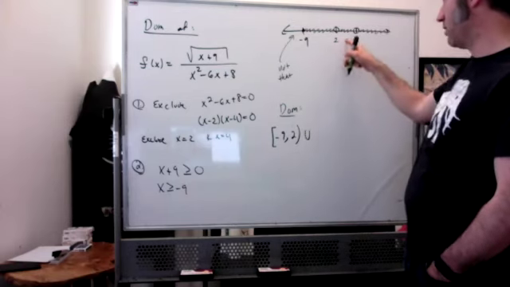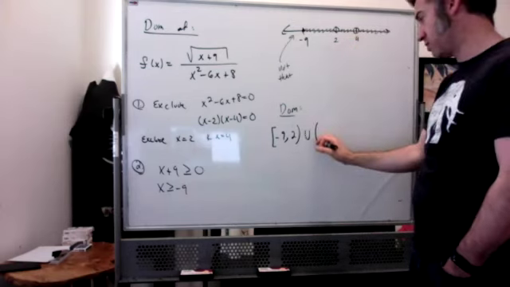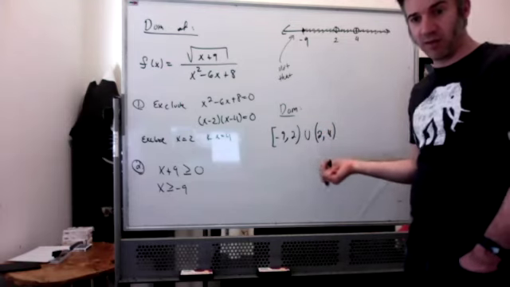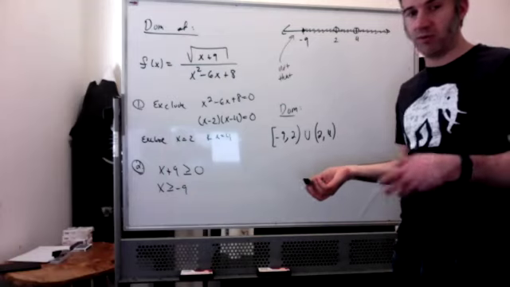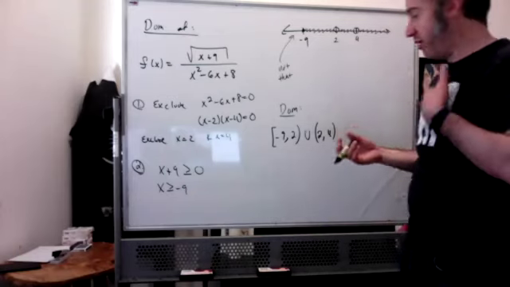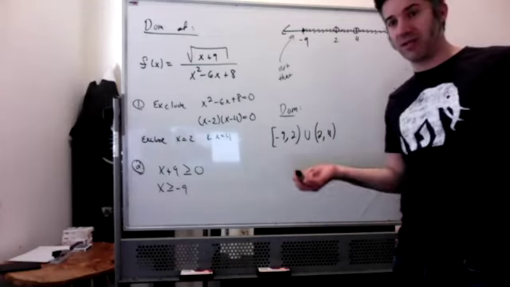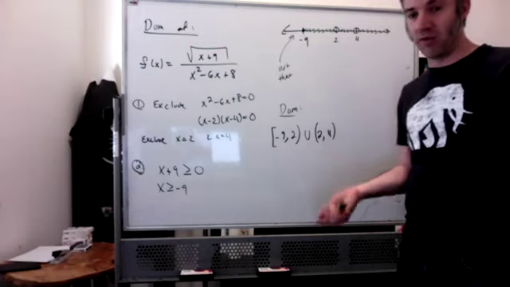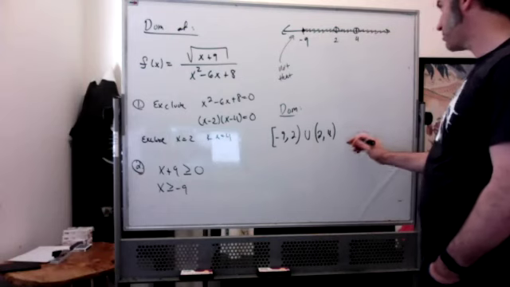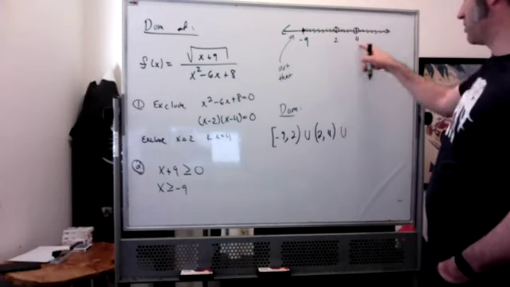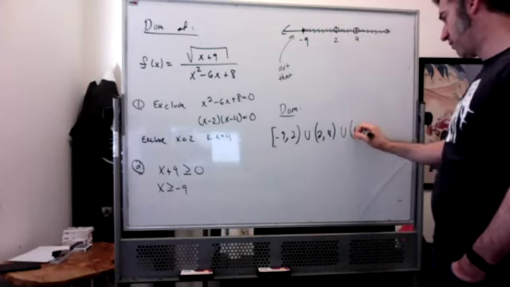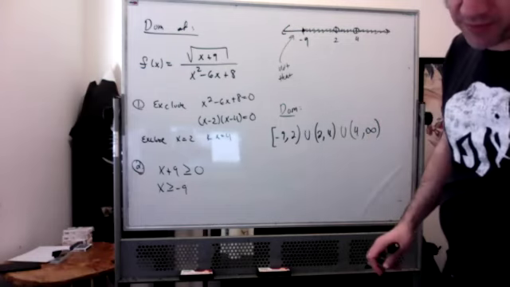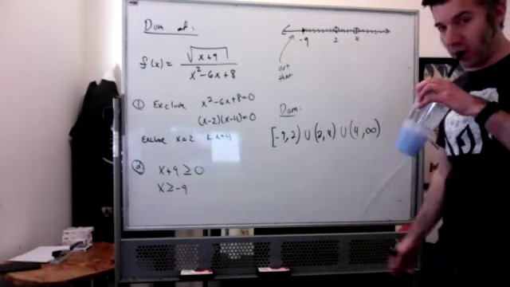And then on the other side of 2, between 2 and 4, I want everything between 2 and 4. This is literally every number between 2 and 4: 2.1, 2.0005, pi, 3, 3.7. Any number between 2 and 4 is in there, just not 2 or 4 themselves. And then finally, we want everything to the right of 4, so everything from 4 to infinity and beyond. That's the whole thing.